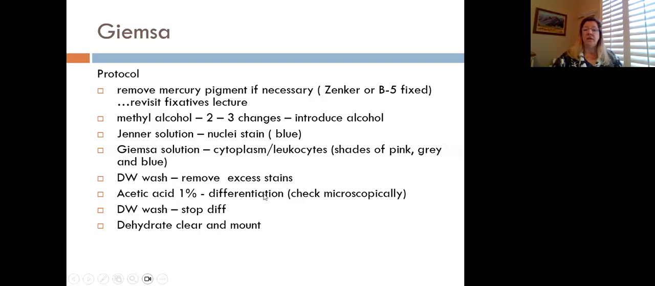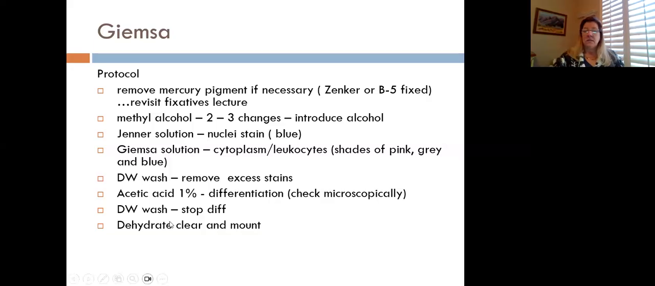And then you're going to differentiate back out your hematoxylin and your Giemsa with a 1% acetic acid. Then you're going to distilled water wash, and then you're going to DCM. Now, at this 1% acetic acid, you need to check it microscopically. So how do you do that? You need to get used to what's called a toggle.